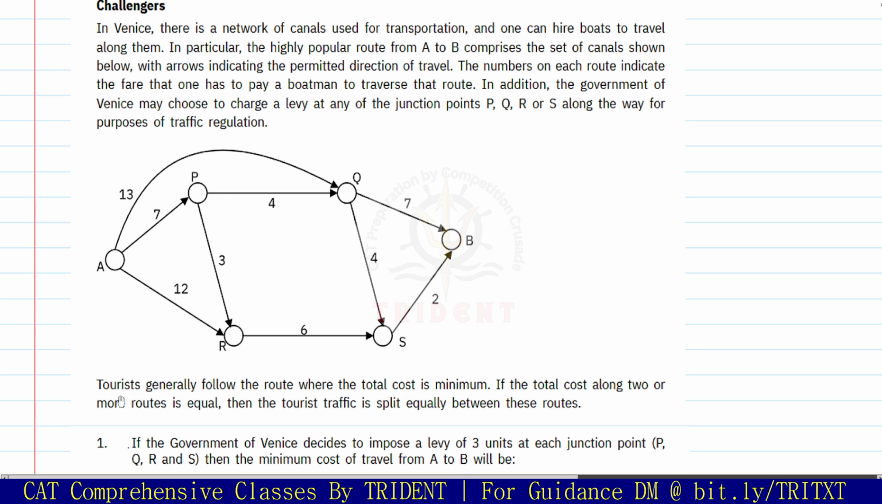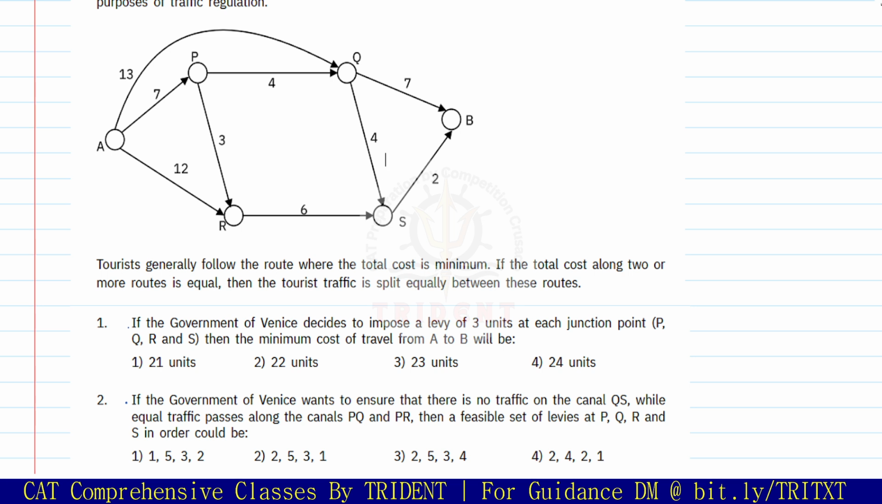Here it says that the tourist may generally follow the route where the total cost is minimum. If the total cost along two or more routes is equal, then the tourist traffic is split equally between these routes. What does that mean? First of all, let's make sense of the fact that if the total cost along two or more routes is equal, then the tourist traffic is split equally between those routes. So that means that the tariff is going to be one of the factors to make the routes equally populated. I hope that makes sense.